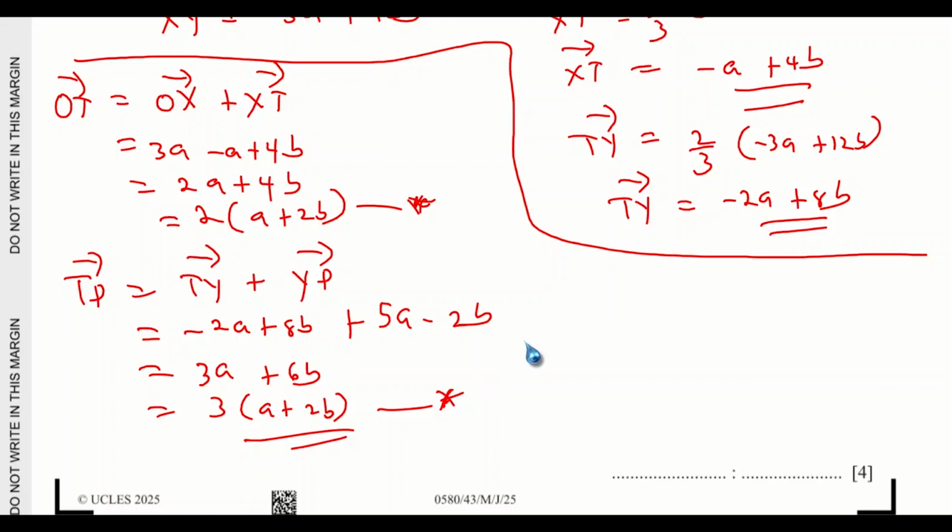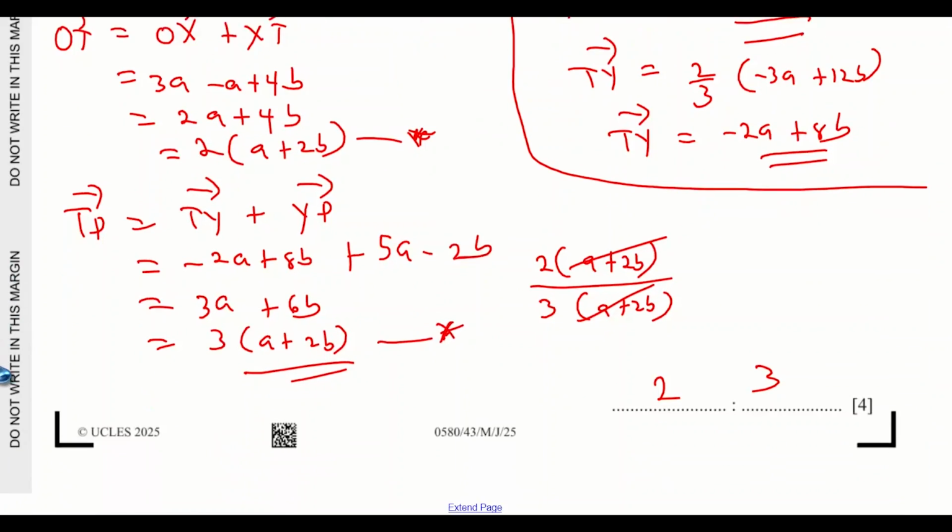So the ratio will now be 2 into a plus 2b over 3 into a plus 2b. So this will cancel this. We have ratio 2 to 3. So this will be the final answer.